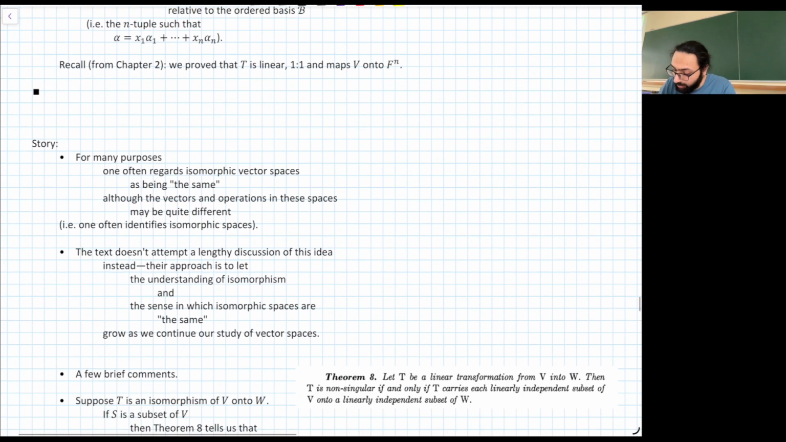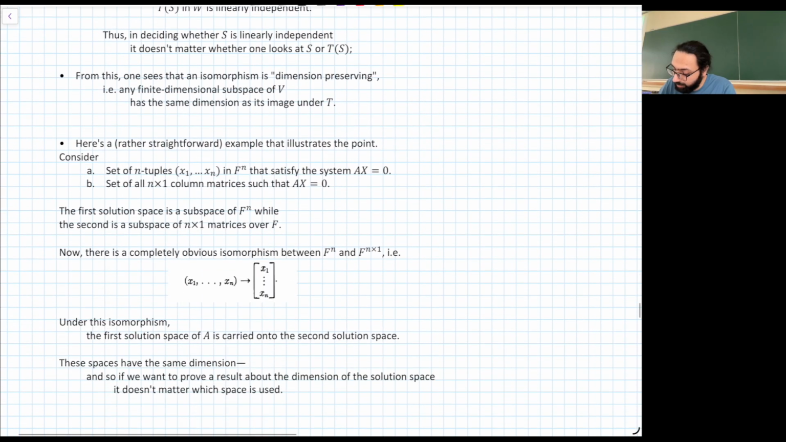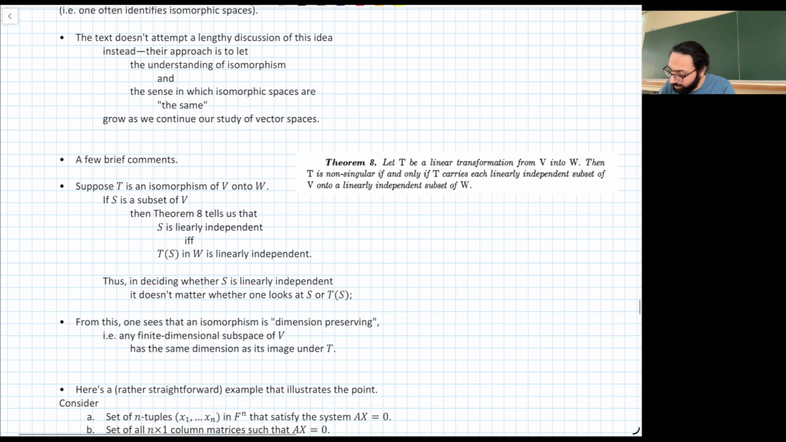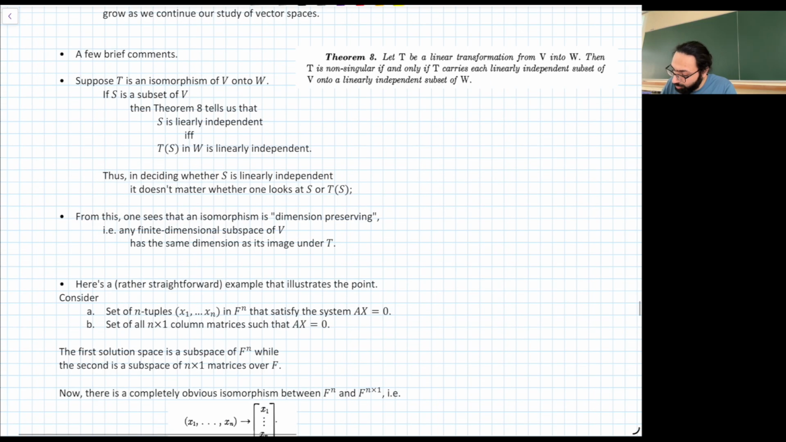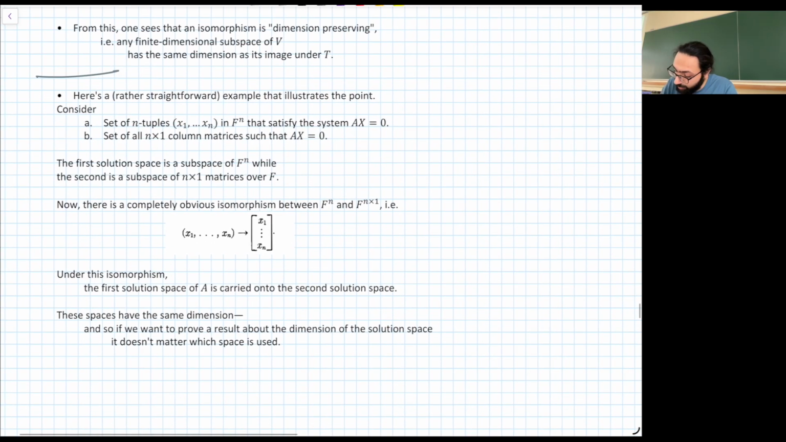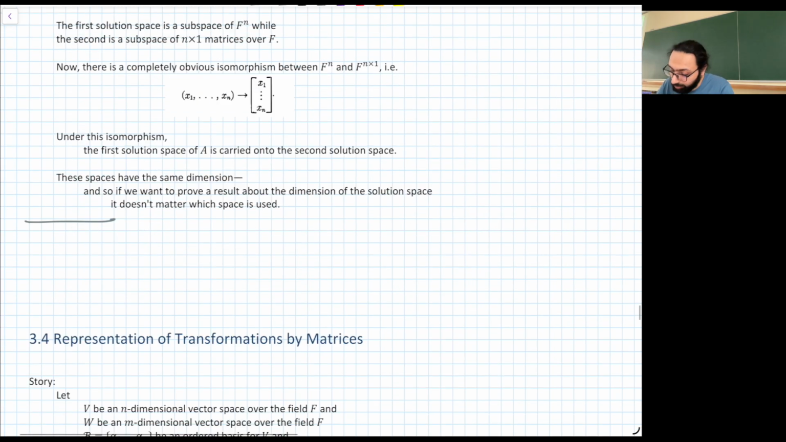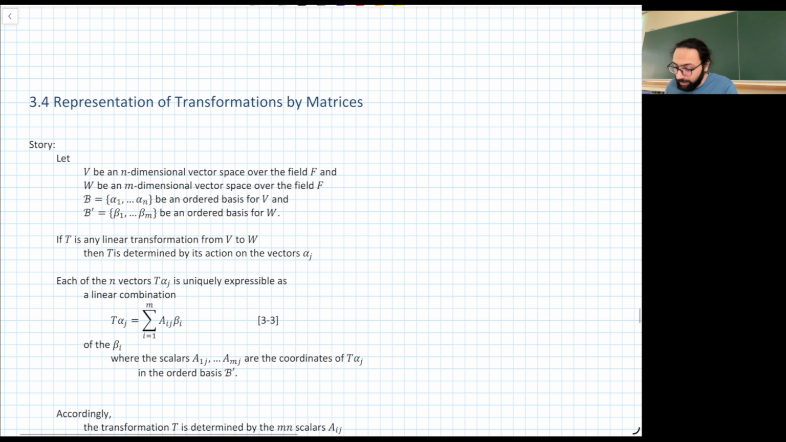And we looked at the story for why the dimension preserving thing, right? We looked at this vector stuff, and these are the same, right? This is where we were, correct? Okay. All right. So now we'll start 3.4, which is representation of transformations by matrices.